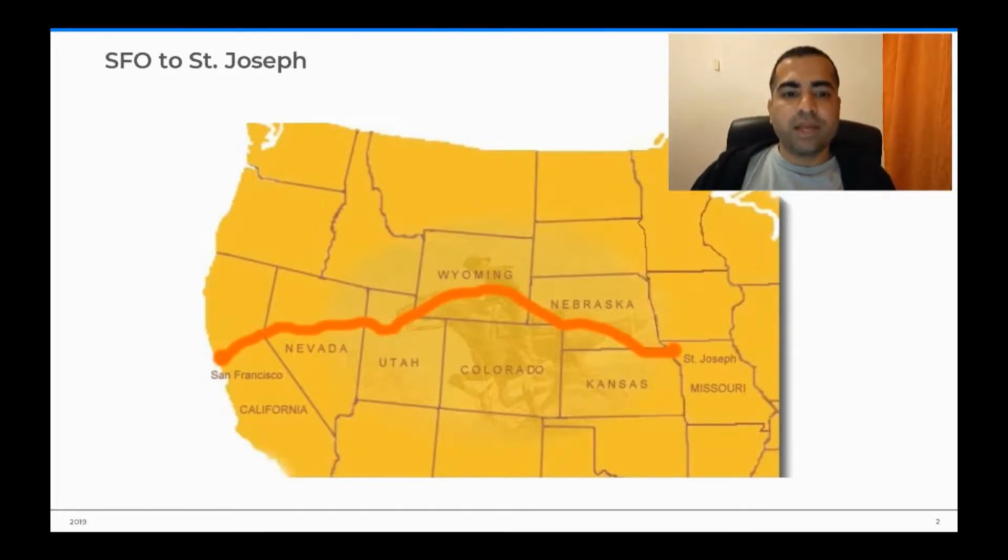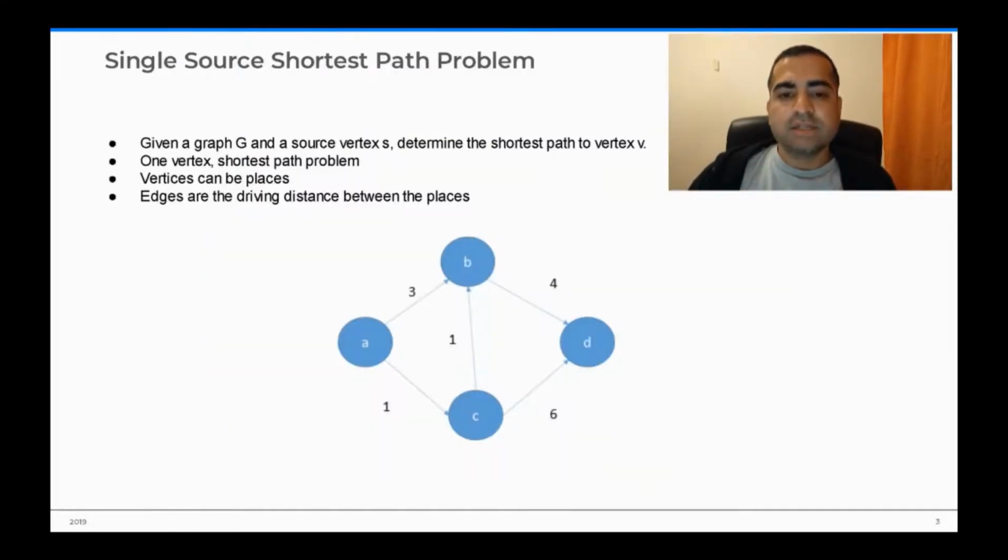Let's first formally define the problem. Given a graph G and a source vertex S, determine the shortest path to vertex V. This is also called the single-source shortest path problem. So going back to the previous problem, we can say that vertices can be places. That means San Jose and San Francisco can both be nodes in the graph, and edges are the driving distance between the places. So let's look at the example here.